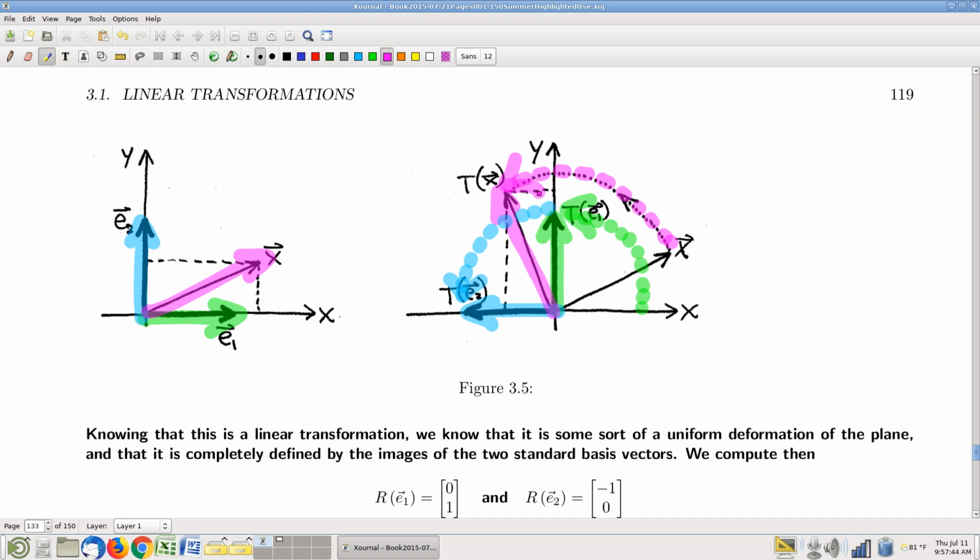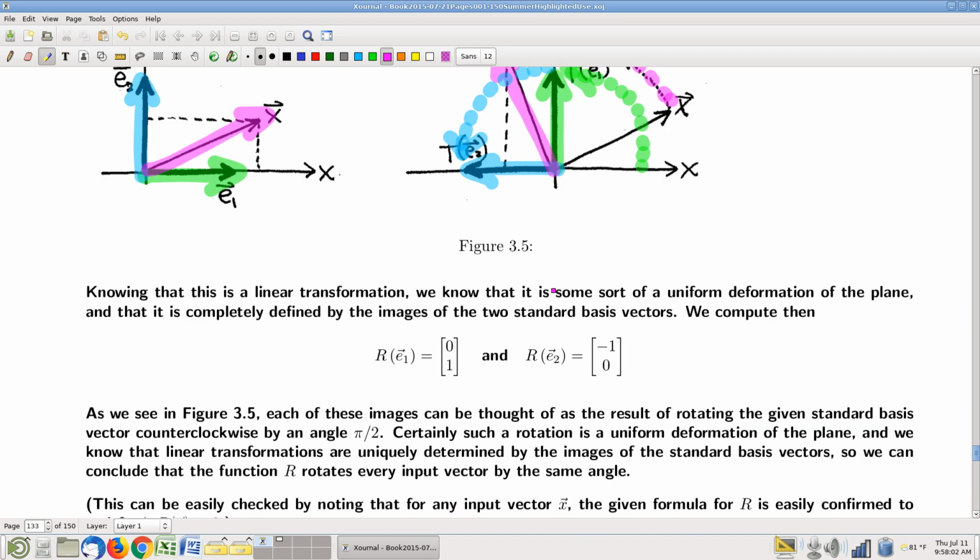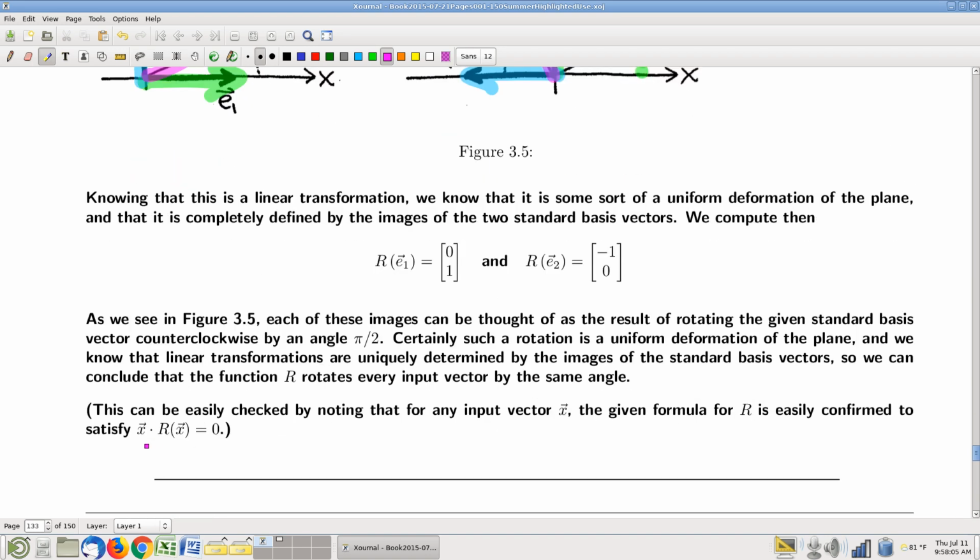So this function right here is a rotation by pi over 2 counterclockwise around the origin. This simple function will take any vector at all and rotate it 90 degrees counterclockwise around the origin. By the way, this is easily confirmed because you can directly confirm that the dot product of the input vector and the result of that function is always 0, and that means they're orthogonal, and that means that one is a rotation of the other. So, easy to confirm.